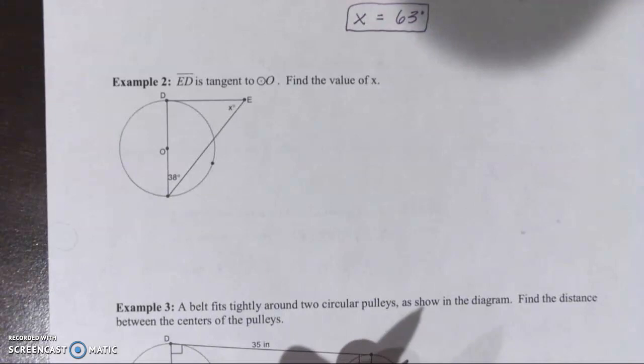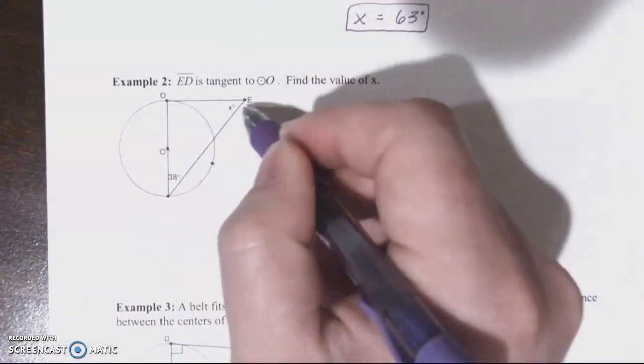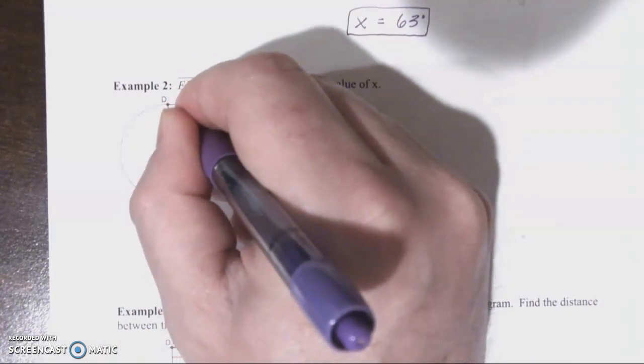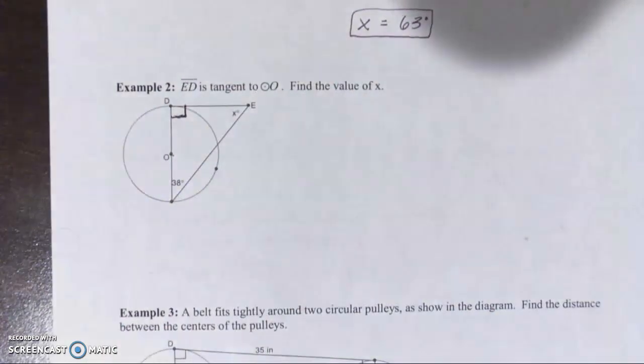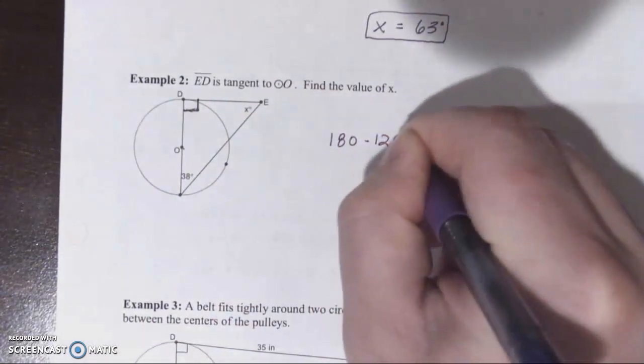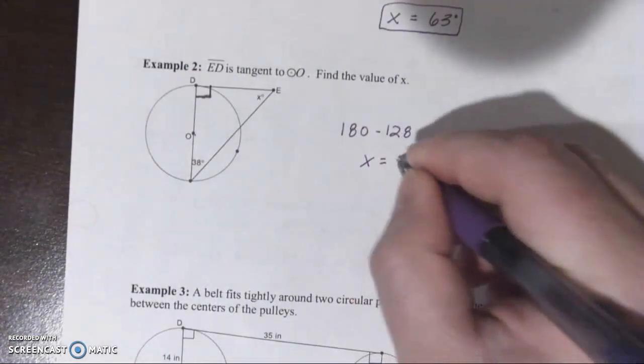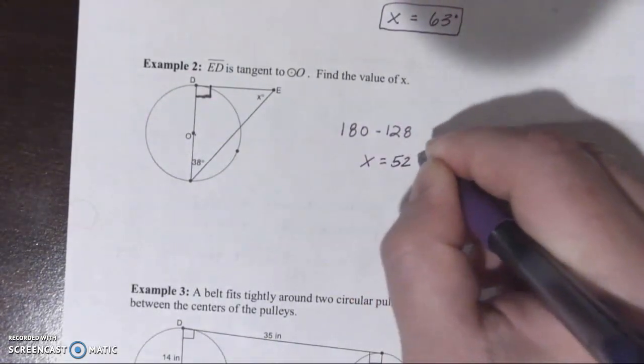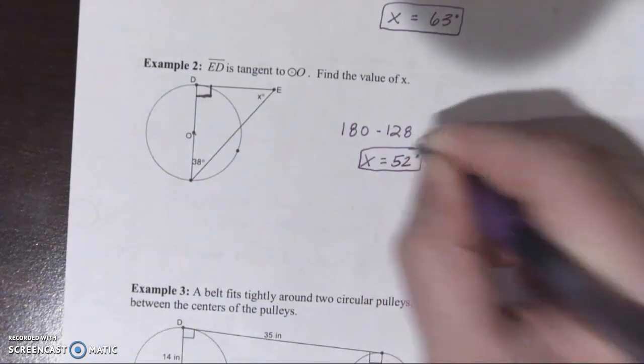Example 2, segment ED is tangent to circle O. Find the value of x. Well, right away, radius meeting a tangent line, we know that this is going to be a right angle. Let's see how that helps us. Oh, it helps us a lot. This is a triangle. The three angles of a triangle have to add up to 180 degrees. And x would be 52.